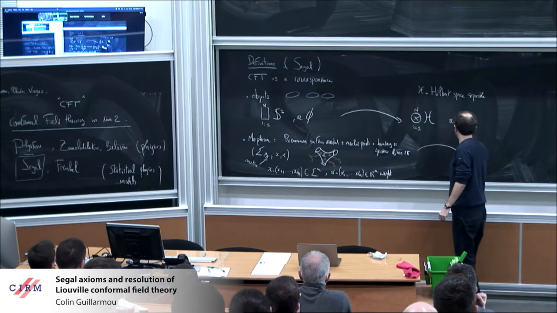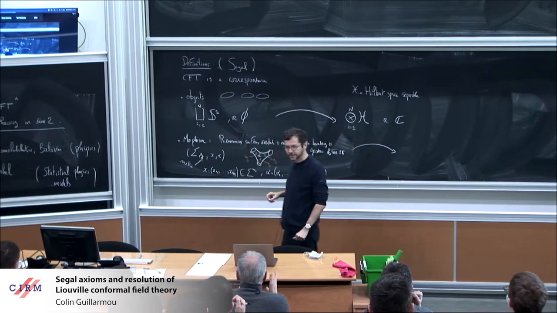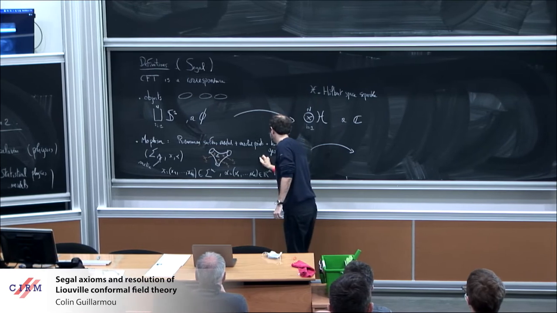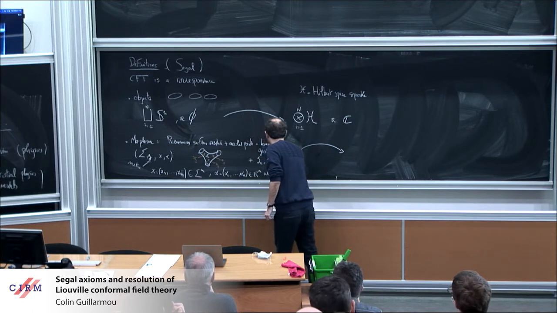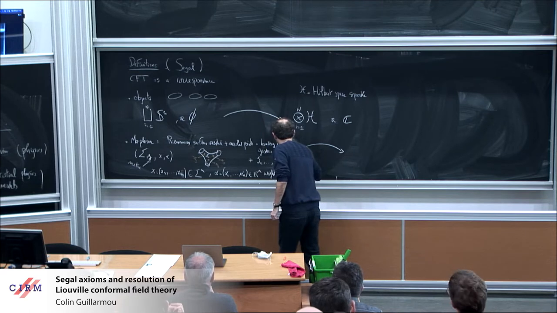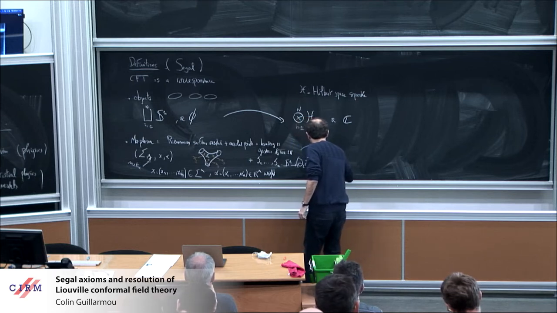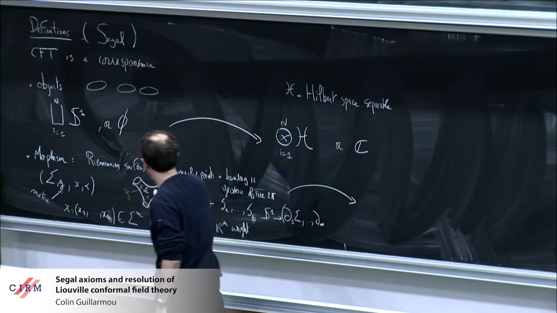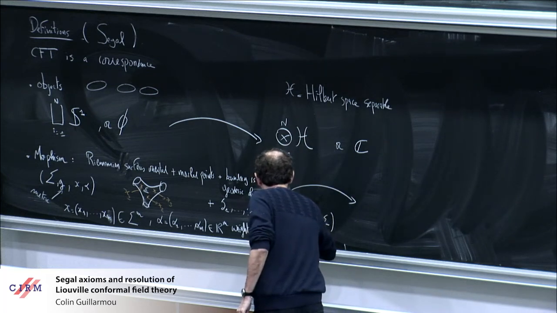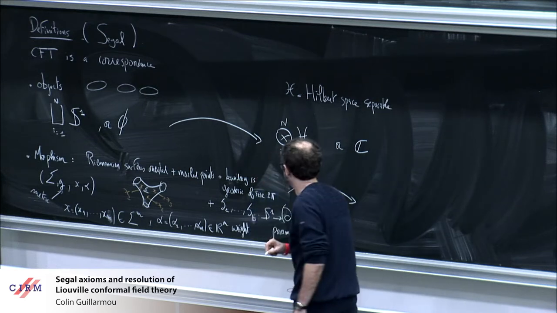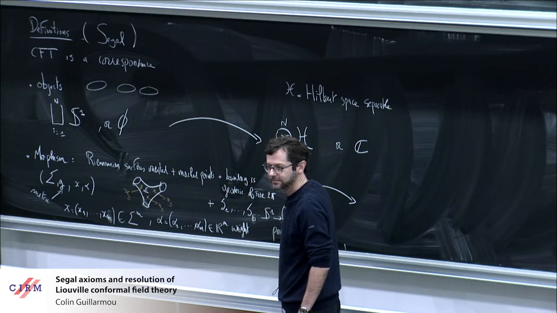And then, to such a surface, I also need zeta 1 to zeta b, some maps from the unit circle to the boundary components, partial sigma. These are parametrizations. So I need to have a parametrization from the unit circle to each boundary component.